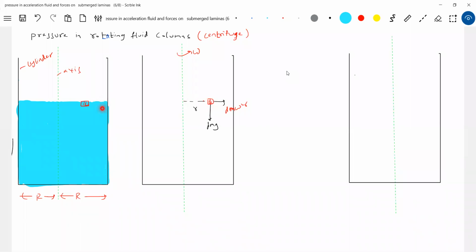If you choose a particle here, this will have maximum centrifugal force, and the weight dmg will be vertical to the maximum centrifugal force. The resultant force will be somewhere more towards the centrifugal force here. So for the different particles here, the net force acting on them is different, and also the direction. And what is the one property of a free surface? It will always align itself such that the tangential force must be zero, or the net force should be perpendicular to the free surface. So the free surface now will take a shape.